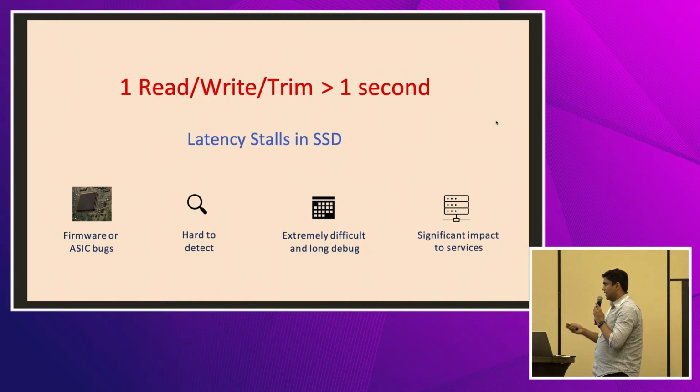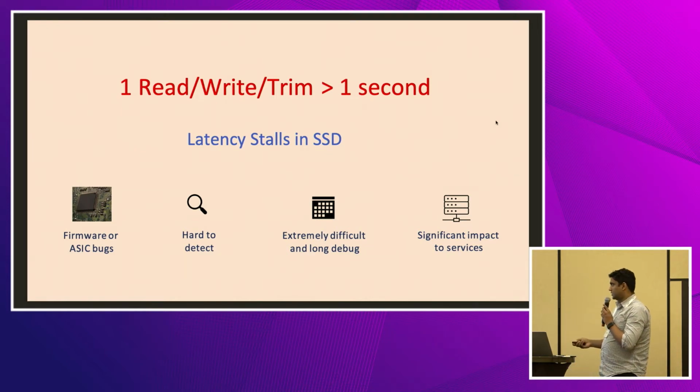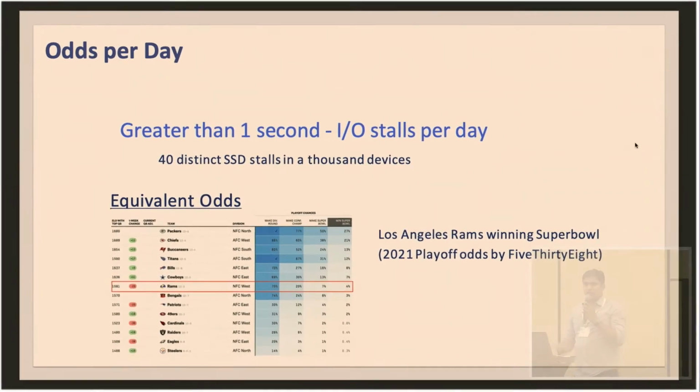QoS bugs. And as Vineet alluded to earlier, there is an extremely long turnaround time from the time we see the problem to being able to reproduce it, debug it, root cause it, and apply the fix to the fleet. In the meanwhile, there could be significant impact to the services, and let's just look at the number of stalls, right?